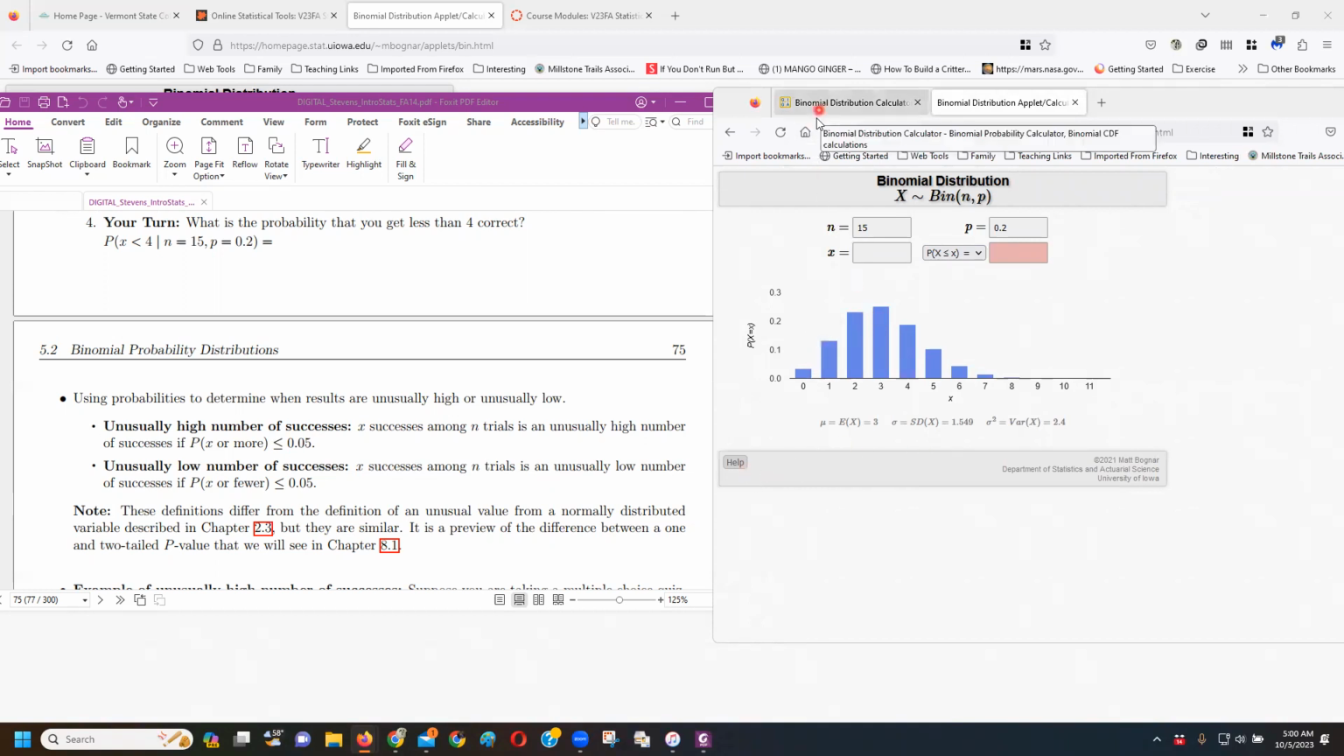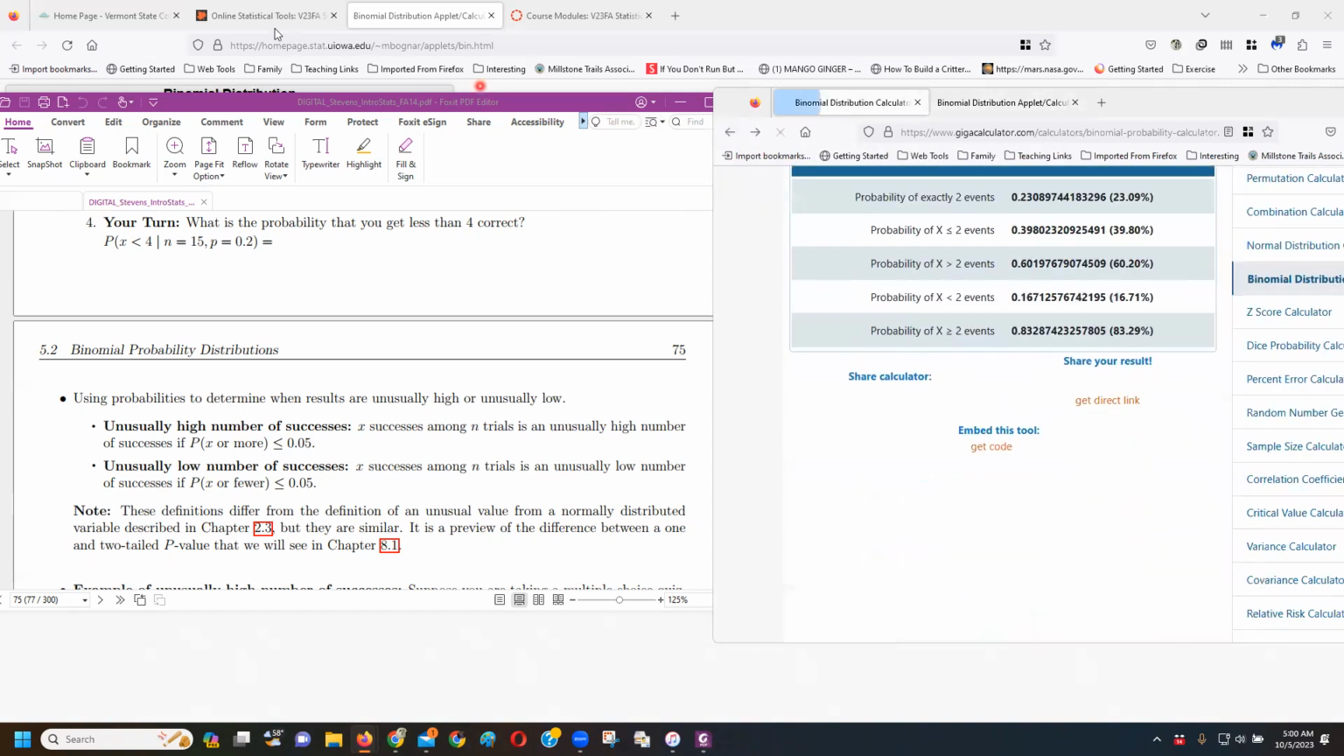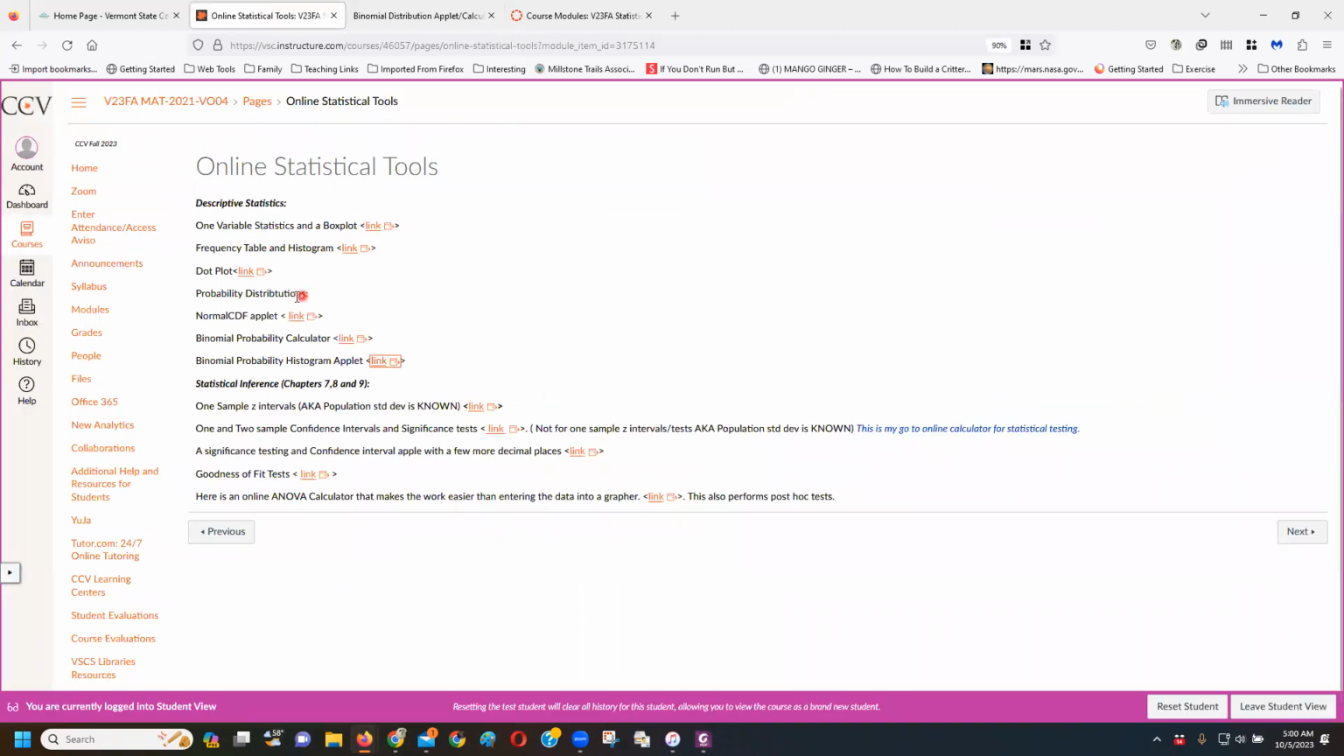I encourage you to use them. And remember, you can get those. I guess I don't have that open here. Oh, you can get these online statistical tools, the histogram one and the probability calculator. Let me make sure I change this. I changed it to gigacalc.